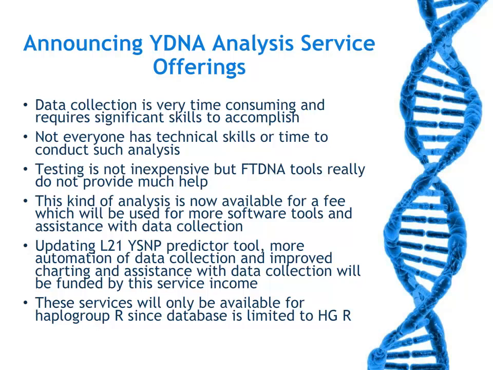Updating the L21 SNP predictor tool to work across haplogroup R, more automation of data collection, and eventually improved charting, which takes a significant amount of effort. And assistance in the data collection, which might be in the form of hiring people in Eastern Europe or local kids who can do this, because a lot of it's pretty tedious. These services will be available for haplogroup R because my database is currently limited to haplogroup R.